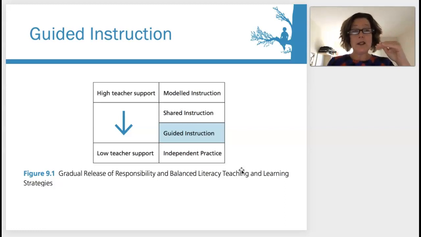This is the only time in all of this process where you would use a leveled reader, because you're trying to help the child at a specific reading level. So this is the time when you would pull, if you feel like your student is at an H level and they need to be at an N level, this is where you would start and then move them through those levels. Okay, so just wanted to let you know that.